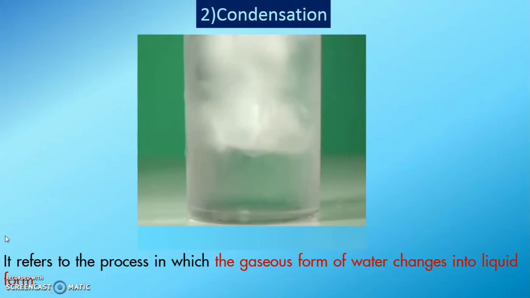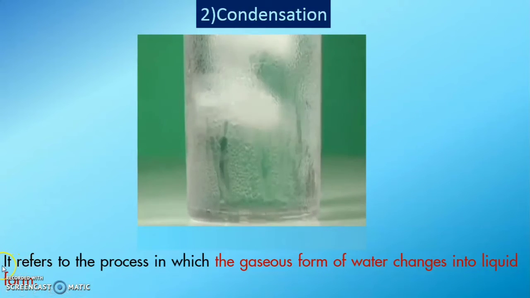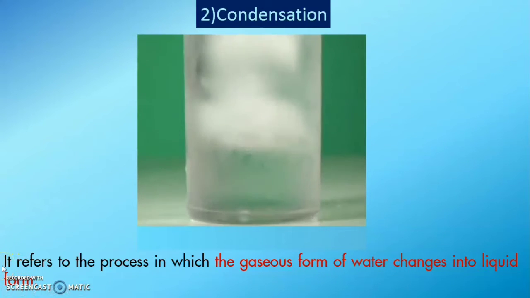Now, let's learn about condensation. Children, condensation is the second component of the hydrologic cycle or water cycle. Now, what is condensation? Yes, condensation is the process where water vapor becomes liquid. We can also say like this. It refers to the process in which the gaseous form of water changes into the liquid form. Is it clear, children?